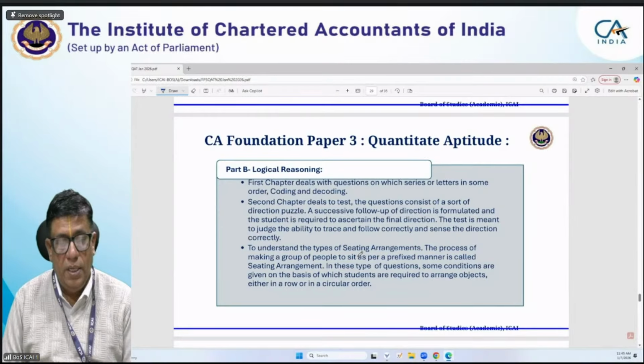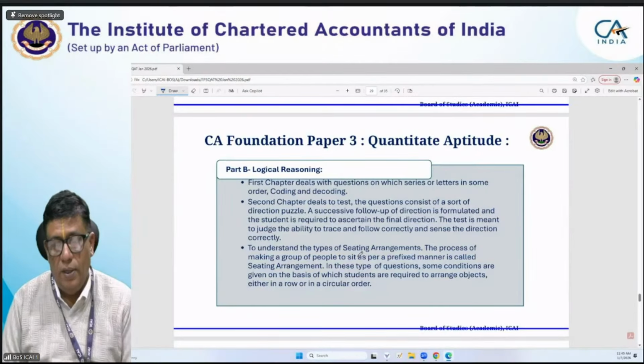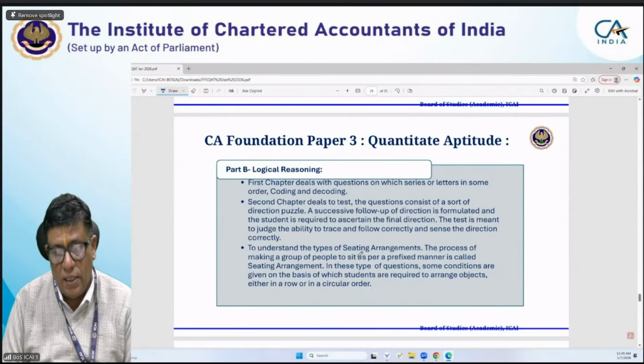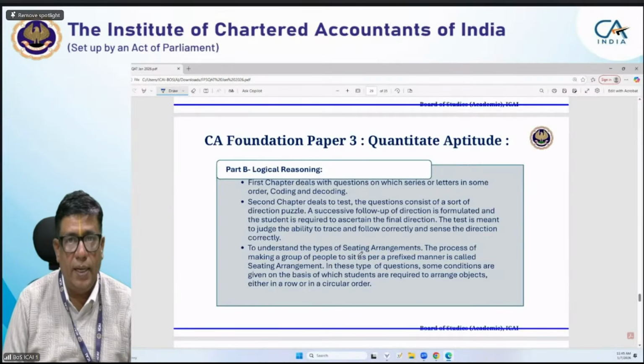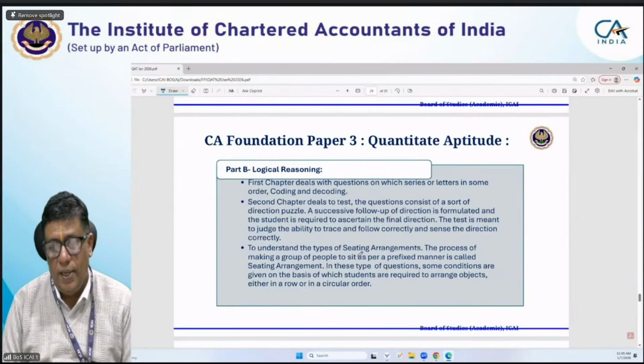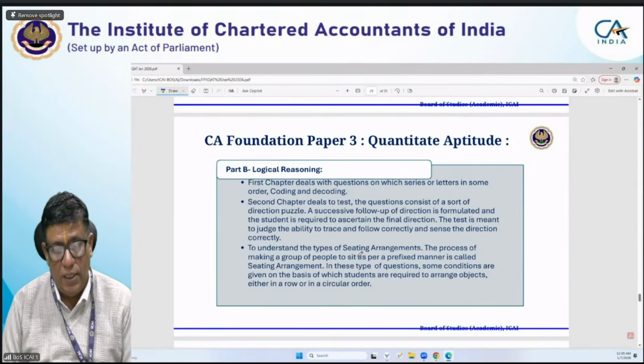Next, chapter-wise, is the direction test. The direction test has been mentioned very well in the study material and is very easy to understand. Directions such as clockwise and anti-clockwise, and finally where it is moving, and degrees are also mentioned, and you can use them very well.